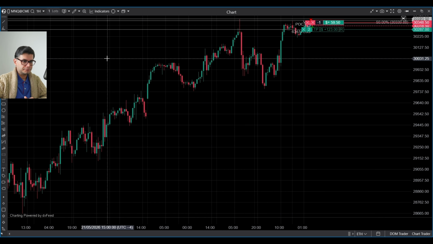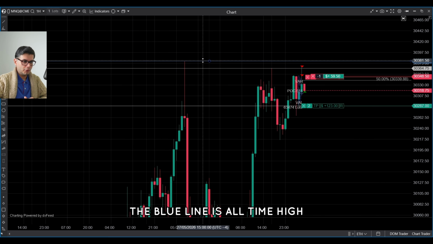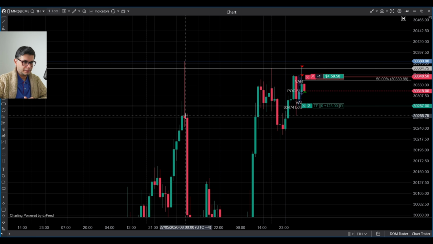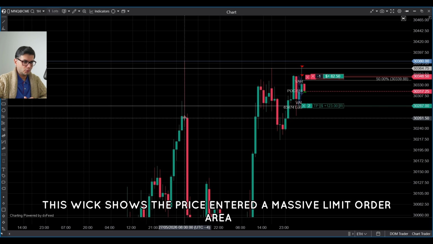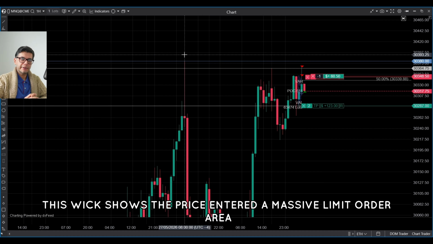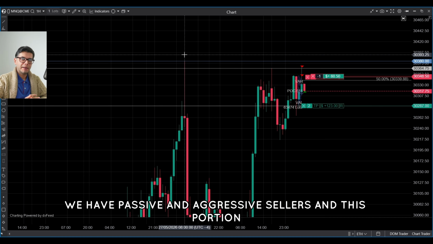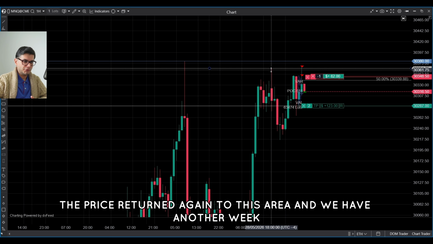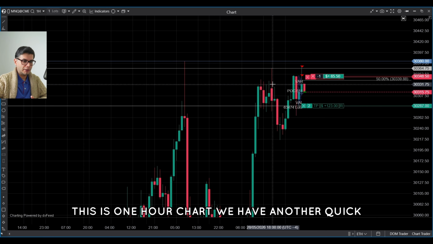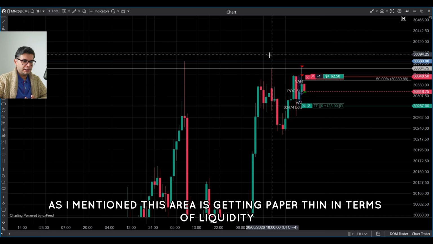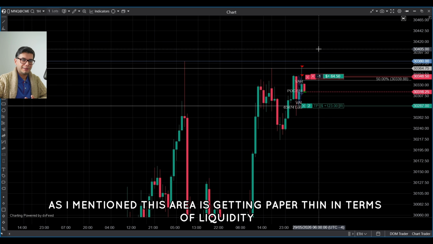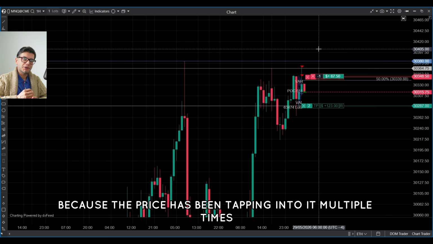The blue line is the all-time high. Look at this wick. A big sell-off. This wick shows the price entered a massive limit order area. We have passive and aggressive sellers in this portion. The price returned again to this area and we have another wick. This is the 1 hour chart. We have another wick. As I mentioned, this area is getting paper thin in terms of liquidity because the price has been tapping into it multiple times.